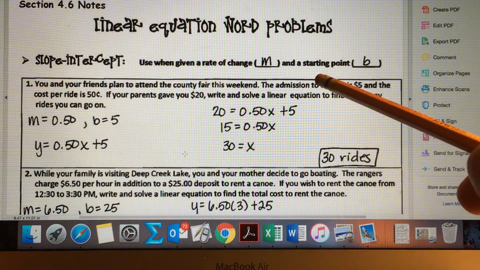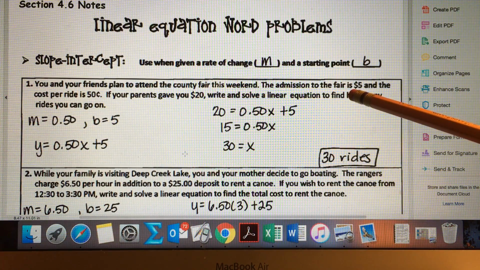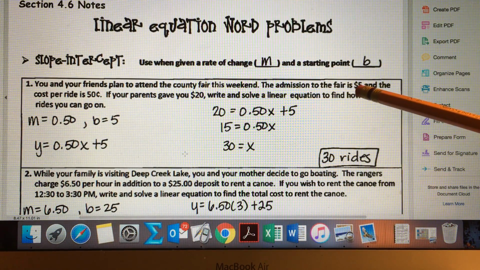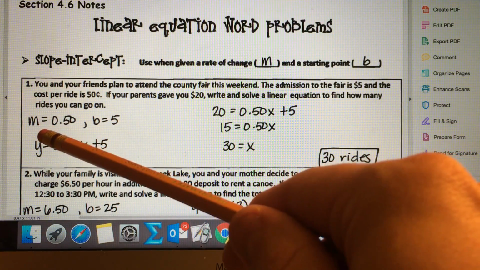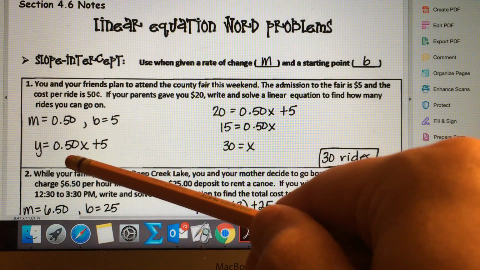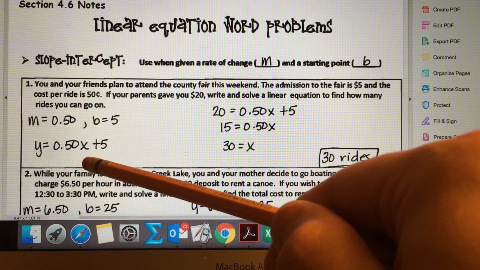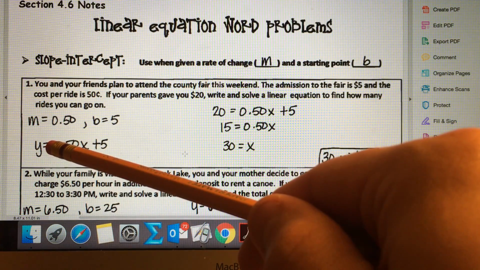And then your starting point is the starting point for how much you're spending at the fair, which is $5. That's the amount that you start with as soon as you enter the fair. That's the starting point for your cost. So it's $5 plus 50 cents per ride. So that's where this comes in over here. y equals mx plus b. So y equals 0.50x plus 5, where x represents the number of rides and y represents the cost of attending the fair.